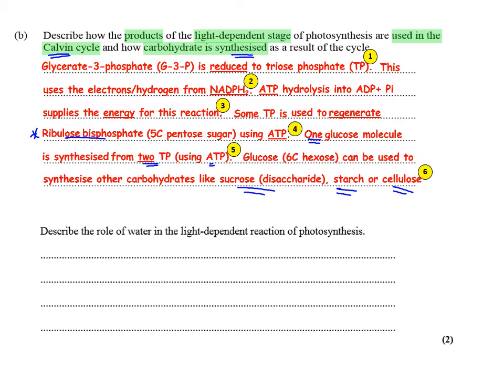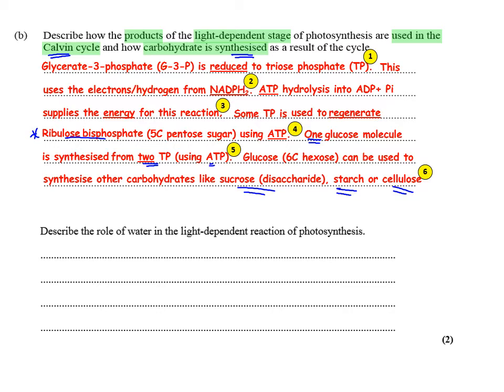So triose phosphate is needed to regenerate ribulose bisphosphate, marking point number 4. It's also needed to make glucose, point number 5, and the glucose is then needed to make other organic molecules like sucrose, starch, cellulose, and even molecules like amino acids and chlorophyll, which are organic-based molecules.